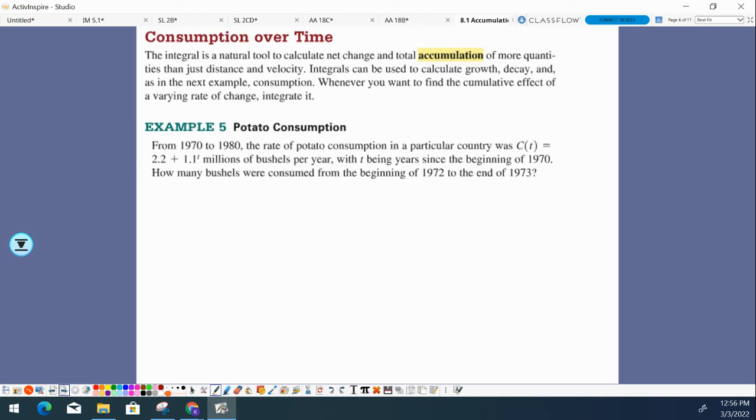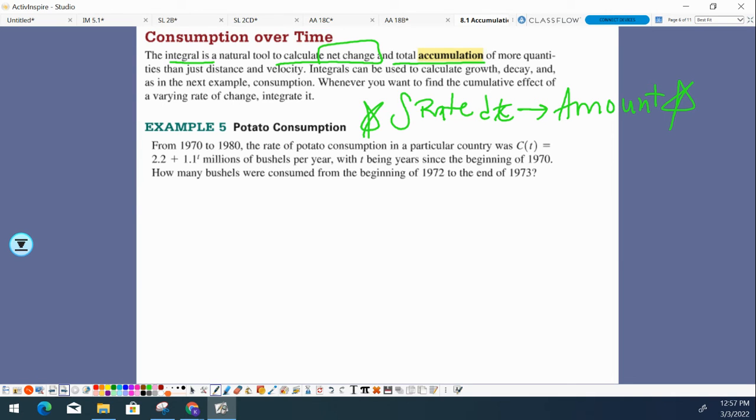Consumption over time. Okay, this one's about the easiest thing ever. So, first of all, in the spot for consumption over time, think about how the integral just calculates the net change or total accumulation. Basically, think about this. You integrate a rate, I'm going to make that a t, if you want to calculate an amount. I talk about this all the time. This is really important. Recognizing that you are starting with a rate and you need to find the amount of something, you just need to integrate.